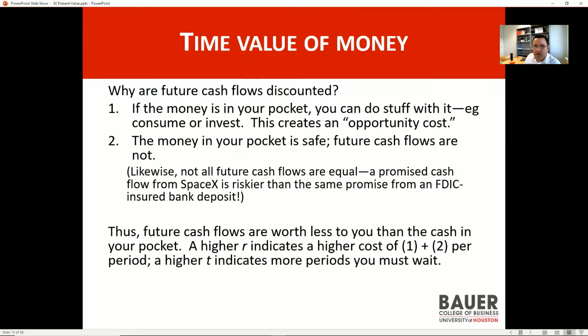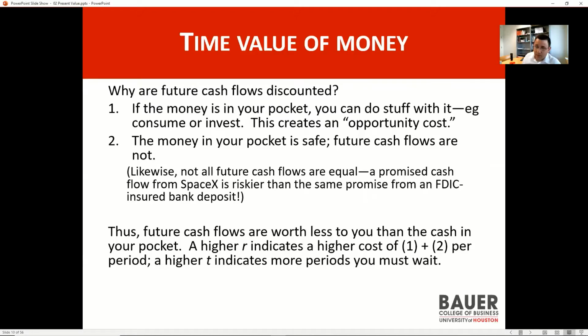Okay, there's always some risk with a future payment. Even if the US government is promising to give you $1 in 10 years, you're never quite sure how much that's going to be worth, right? There's inflation and there's other things involved that can make that $1 in 10 years worth less to you than the $1 in your pocket, right? So there's always risk, and that risk obviously varies depending on the cash flow.